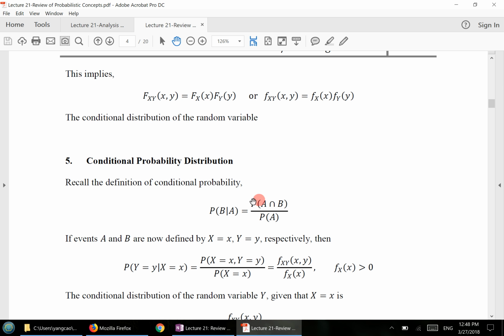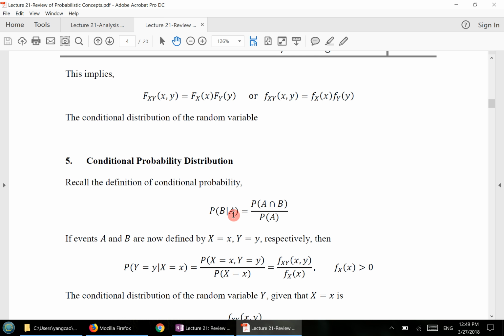Another one you will see when we do the Kalman filter design is a symbol like this: probability of random variable B, then a vertical line, and then random variable A. This is what we call the conditional probability. This is a definition, this is a formula here. The idea of conditional probability is, if you know the probability for A to happen, then what is the probability of B associated with the occurrence of the event A?